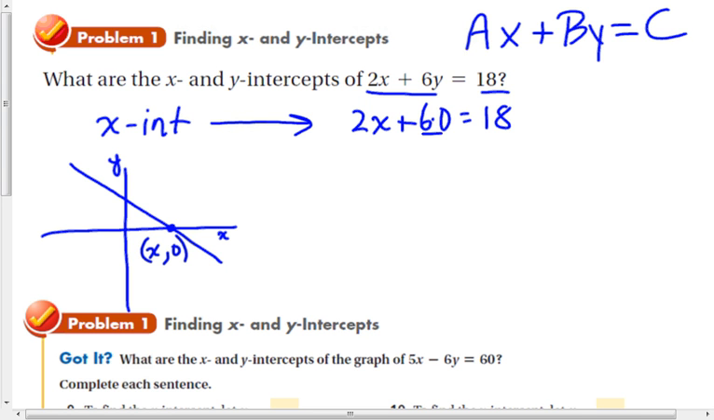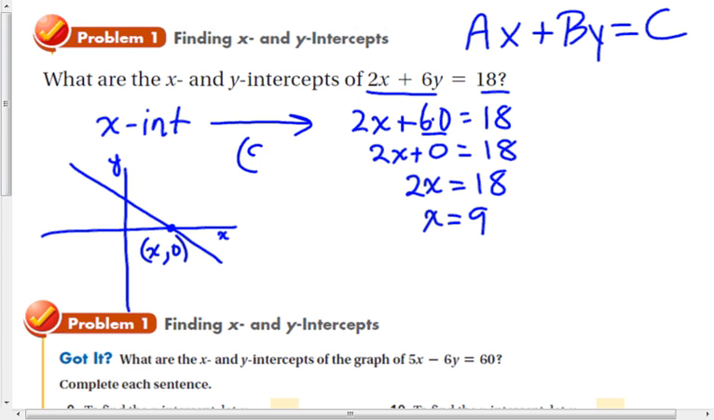So 6 times 0 is just 0. So we get 2x plus 0 equals 18, and 2x plus 0, of course, is just 2x. And so we can find x by just doing 18 divided by 2, which is 9. So my x-intercept is the point (9, 0).